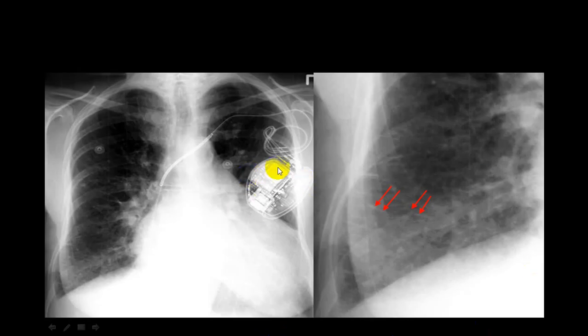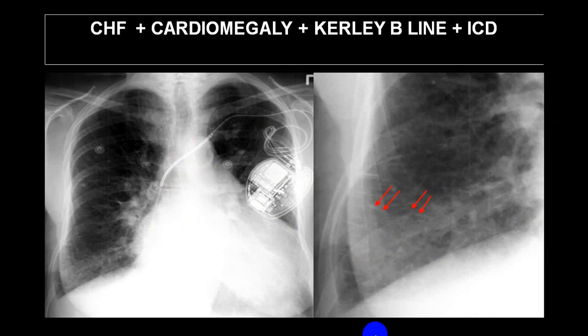You can see a pacemaker, a thick coil here and another thick coil here. So this is an ICD. This is Kerley B lines. So this particular patient has cardiomegaly with Kerley B lines, is in congestive heart failure. Cardiomegaly, Kerley B lines, and this is an ICD.